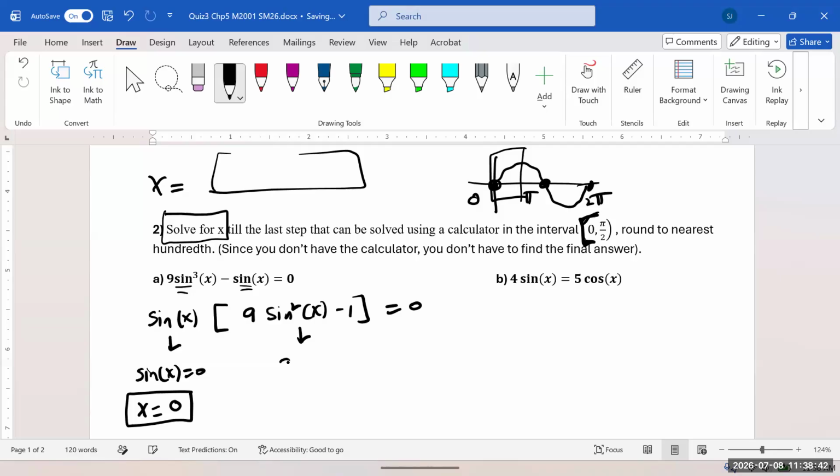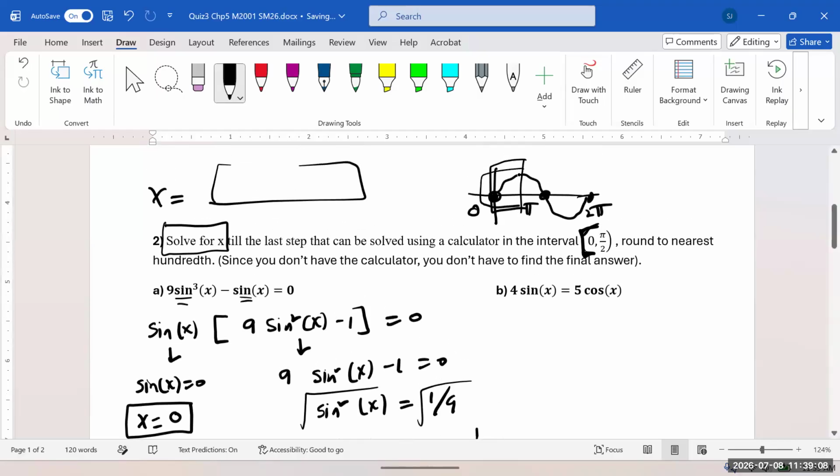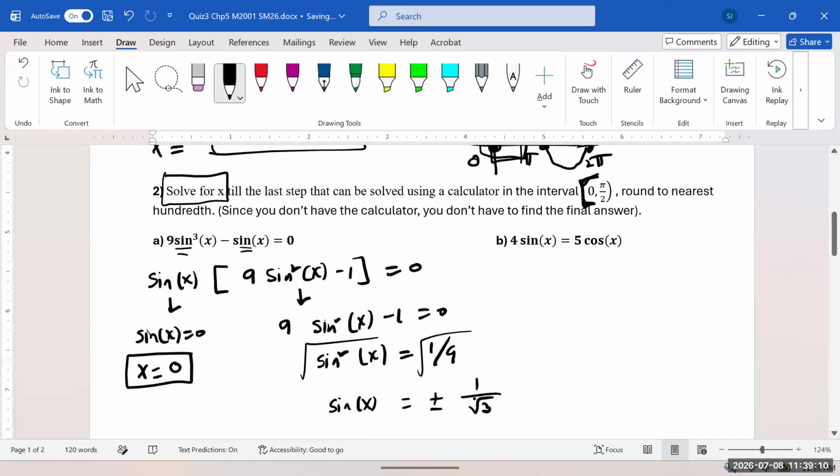Okay, the next one tells us we have 9 sine squared x minus 1 equals 0. That tells us sine squared x is 1 over 9. You add 1 and then divide by 9. So you have to take the square root. We get sine x is plus minus 1 over the square root of 9, which is 3.